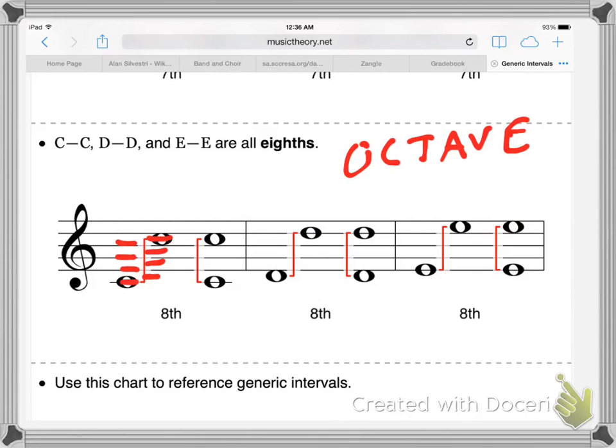Okay? A quick way to count when you get them this far away is to start on 1 and go 1, 3, 5, 7, and then one more is 8. Does that make sense? 1, 3, 5, 7, and then one more is 8. So just alternate. Or 1, 3, 5 if it's a fifth, or 1, 3, 5, 7 if it's a seventh, okay? That's the quick way to count.